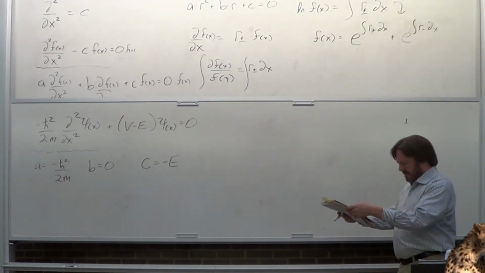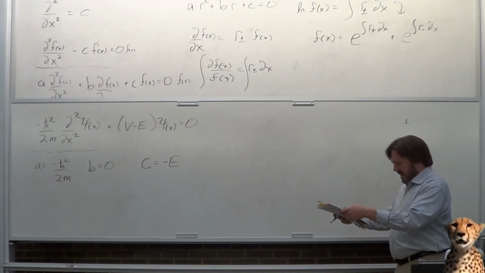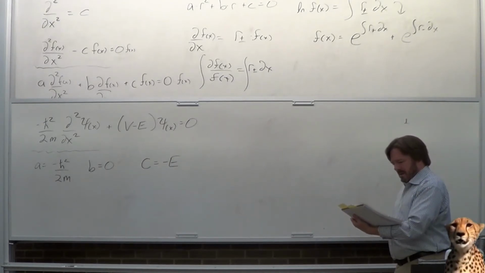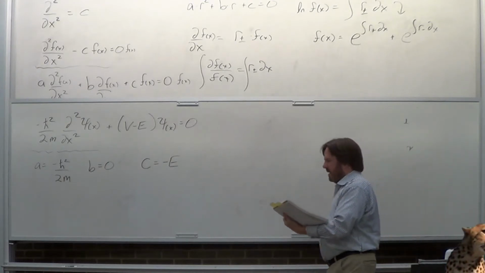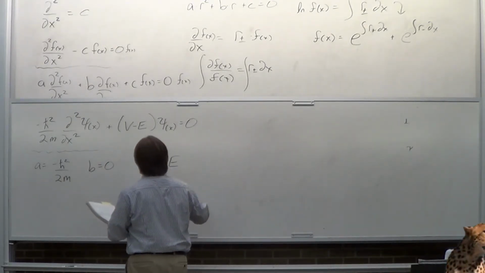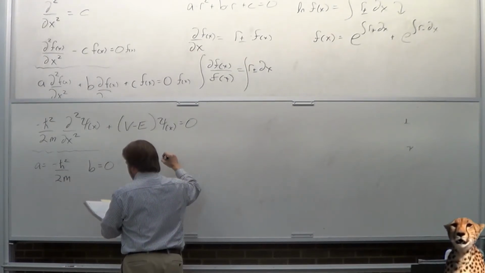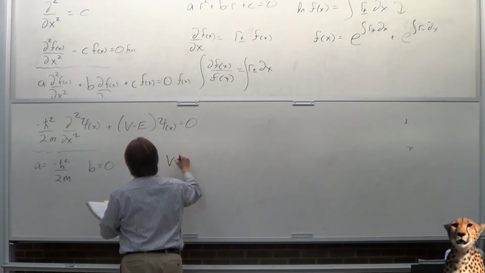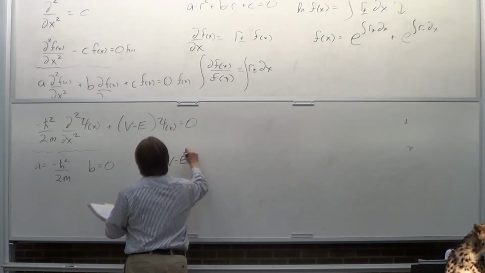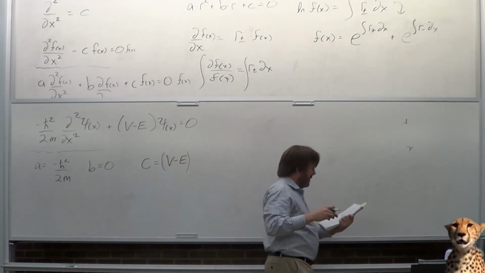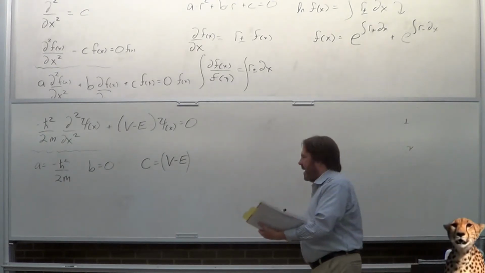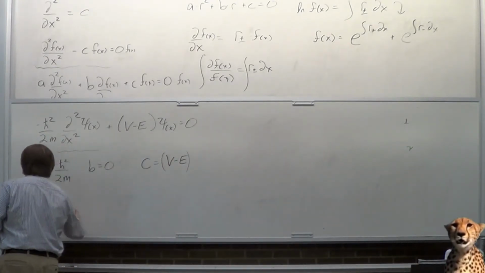Wait a minute. B minus E? Yeah, B minus E. Actually, I did this with B equals 0. B minus E. Yeah, okay, sorry. My notes actually have a mistake. Okay, so now let's figure out what R plus and minus are.